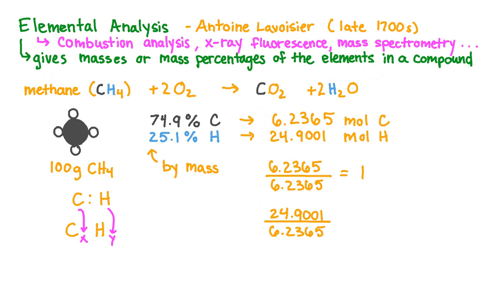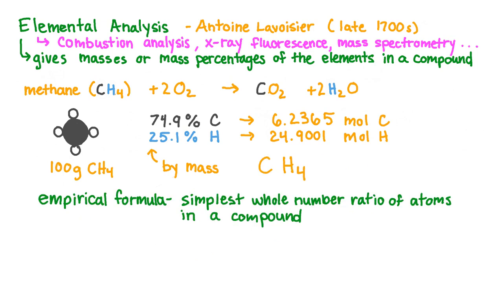6.2365 divided by itself is 1. And 24.9001 divided by 6.2365 gives us 3.99, which we can round up to 4. This gives us much nicer looking numbers, and now we can express the ratio of carbon to hydrogen in methane using simple whole numbers. And we can use that to create a formula for methane, CH4, which conveniently matches the formula for methane that we started off with.